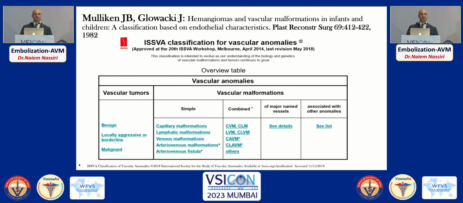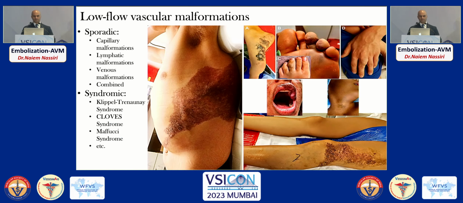The ISSVA classification is the clinical classification that I like to use. It's based on the pioneering work of John Mulliken. Remember that vascular tumors are a completely separate entity. They can also have certain embolotherapeutic options, but we're focusing on vascular malformations here, and that can then be broken down into slow flow malformations and high flow malformations, which we're going to talk about individually, and each of those has a very unique, idiosyncratic and tailored embolotherapeutic portfolio of treatment options.